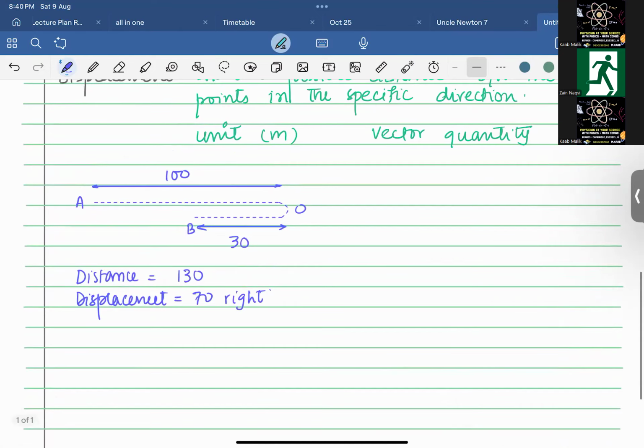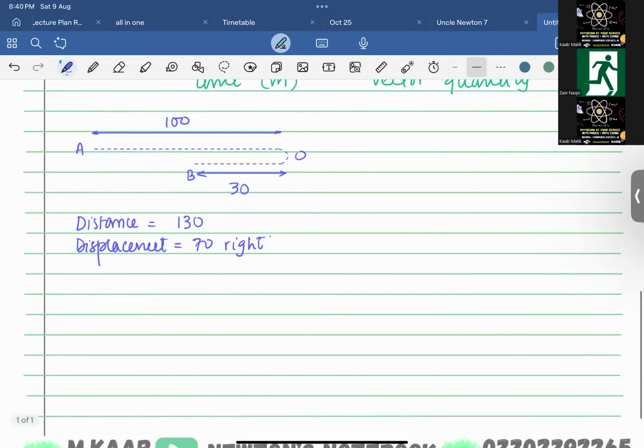Basically, to understand this, you have to make some vectors. So the 100 vector is in this direction, and the 30 vector is in that direction. So you'll be left with a 70 vector in this direction. Okay, fine.